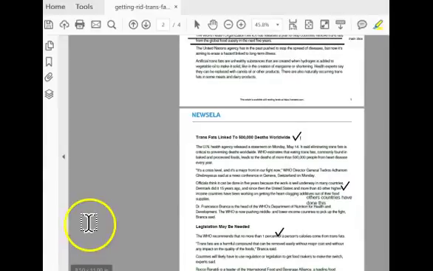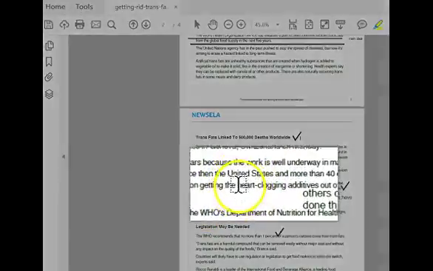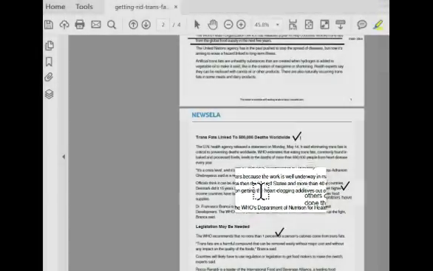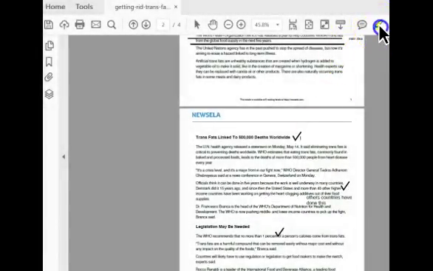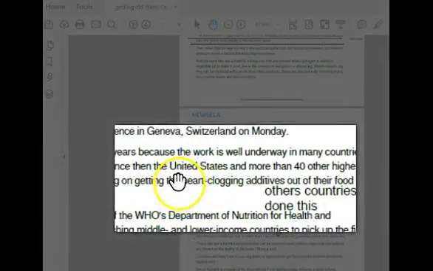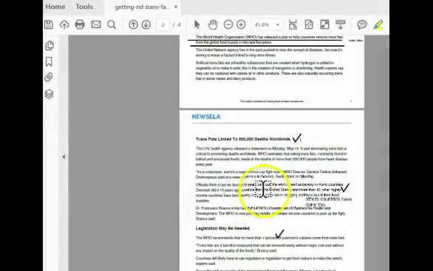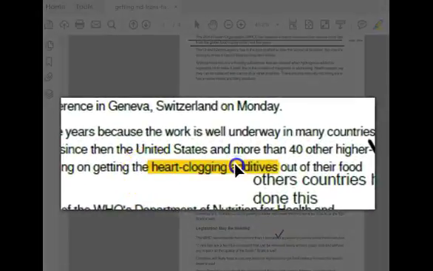Most of it is very factual, but I do see, like here, "heart clogging additives," that is a very sensory, high-level word. So I want to click on my highlighter tool, and I want to highlight "heart clogging additives" like that, because that's powerful. That gives you a really strong image.